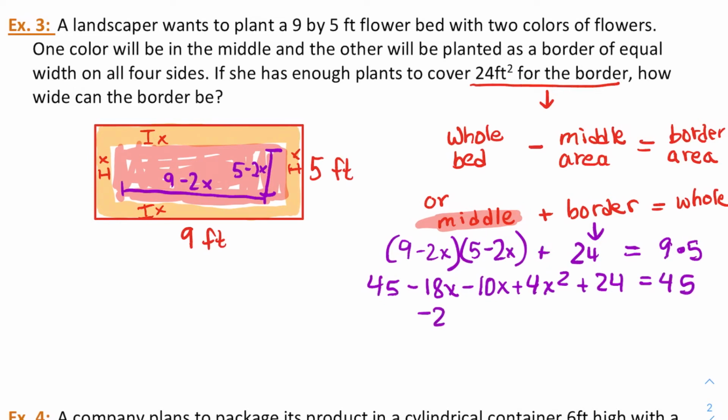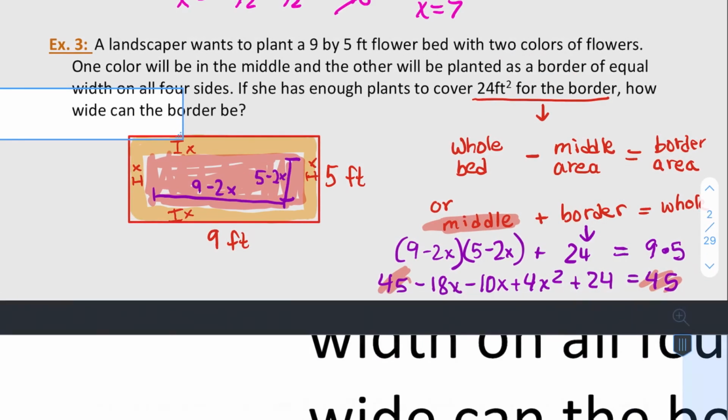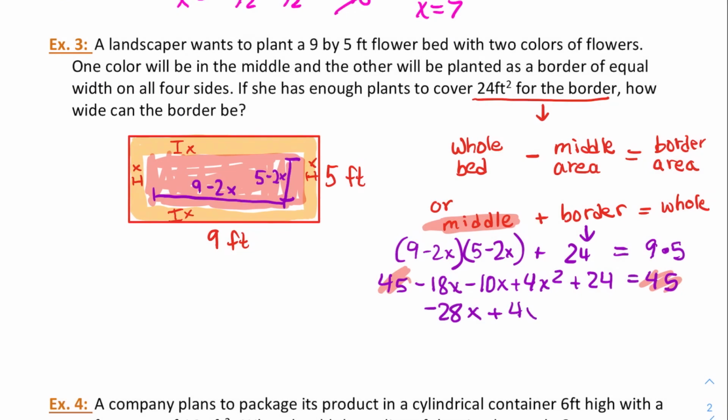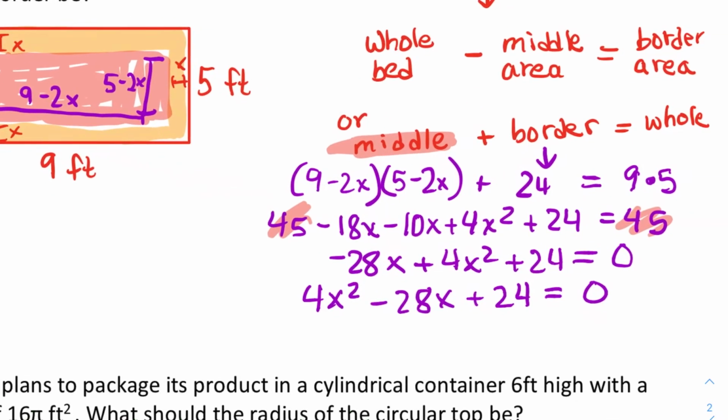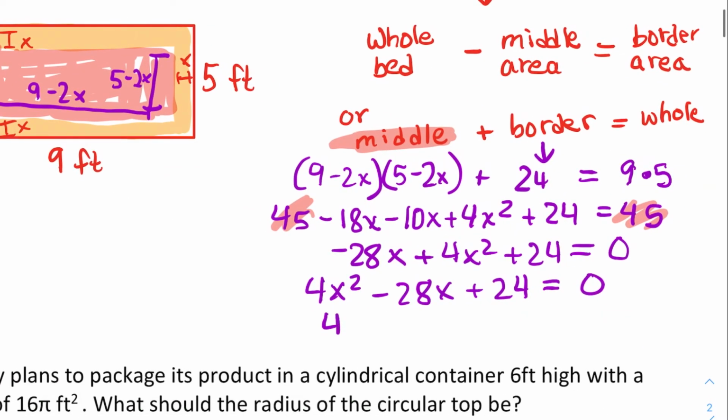I noticed that there's 45 on either side of this equation here, so if I subtract 45 from both sides, that'll just get me 0. And then I can combine some terms and end up with that equation. Let's rearrange so it's in the order that you're used to. And then how about we factor out a common factor of 4? That's always a good plan.